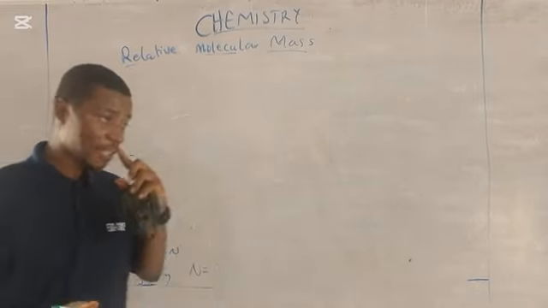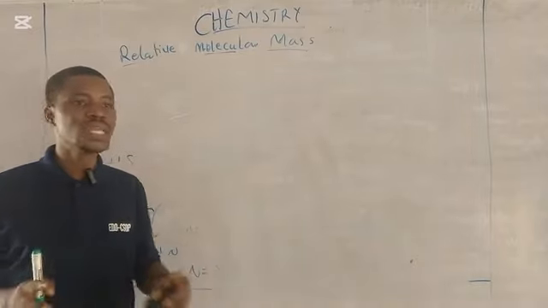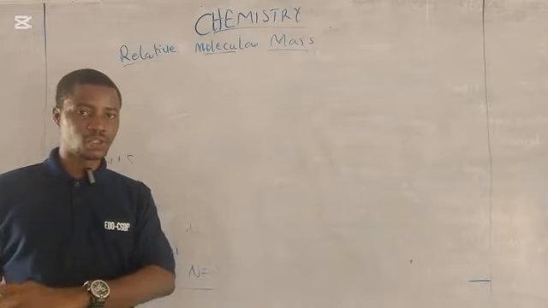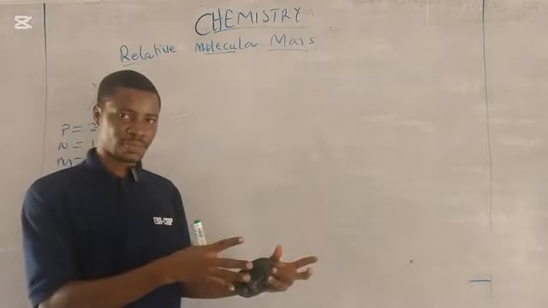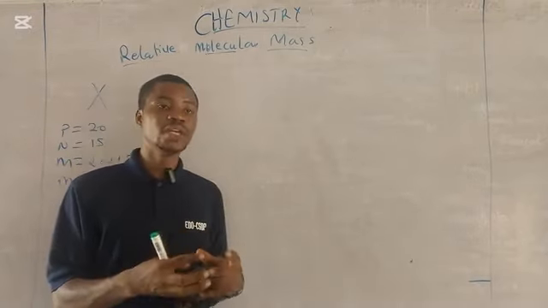Now, pay attention. There's what we call relative molecular mass and relative atomic mass. You need the relative atomic mass of elements to solve for relative molecular mass. Now, relative atomic masses are usually constants. Okay? If you open your textbook, you see them there.